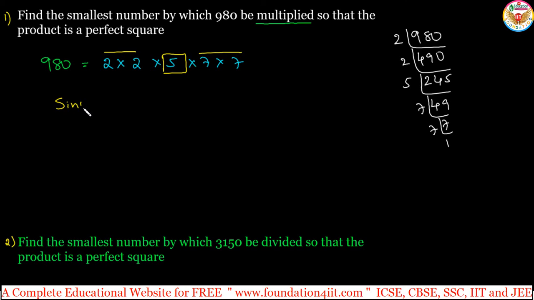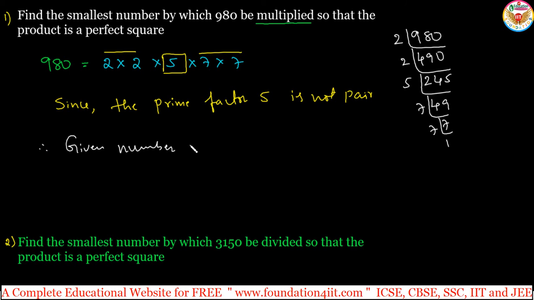Since the prime factor here is 5, right? So prime factor 5 is not paired. Because it is not paired, the given number should be multiplied by 5. That we can write. So therefore, what number should be multiplied? The given number should be multiplied by 5, because 5 is one less. Now in the same way, let us see the next one.